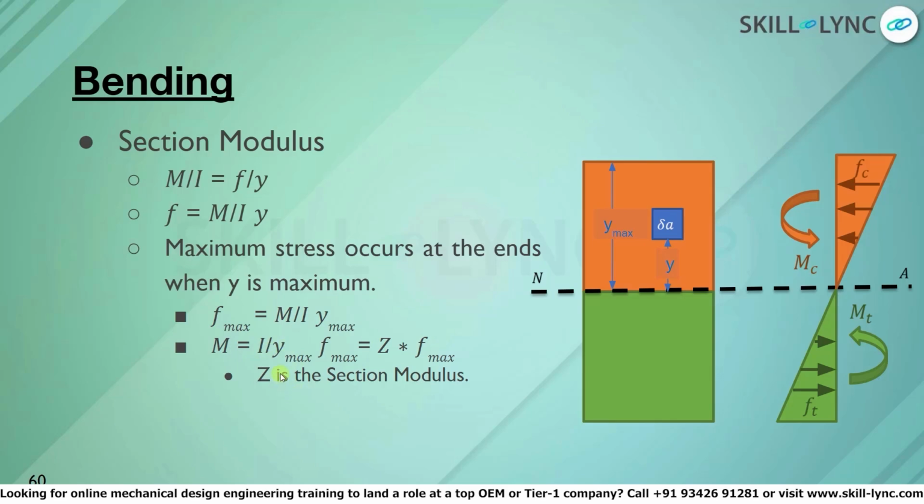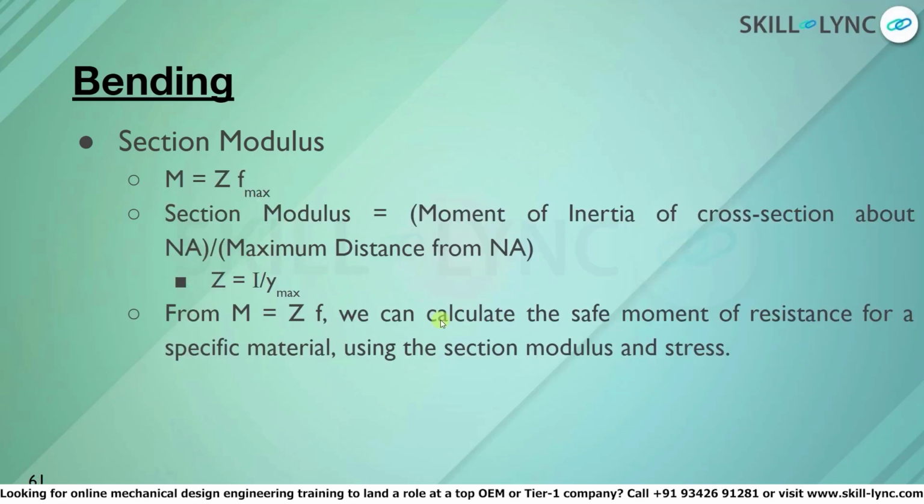M is equal to I divided by Y max. This we have seen in the previous equations. So, by substituting these values inside the F max equation, we get M equal to Z into F max, where Z is the section modulus. Thus, section modulus is equal to the moment of inertia of the cross section about the neutral axis divided by the maximum distance from the neutral axis, that is Z is equal to I by Y max. So basically, section modulus is used to calculate the safe moment of resistance for a specific material.